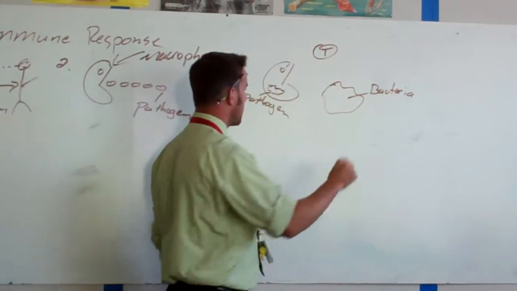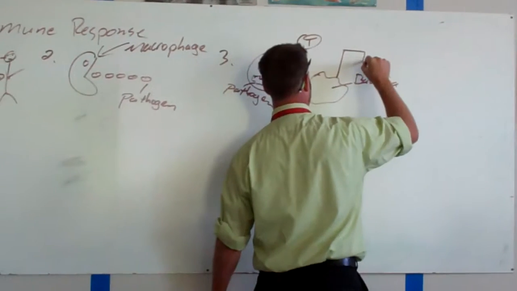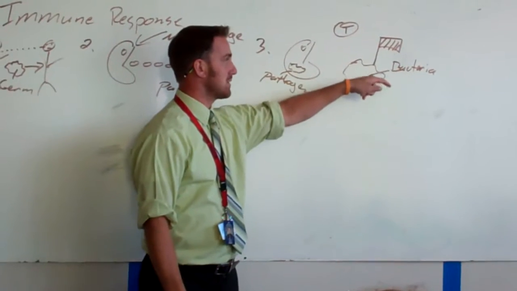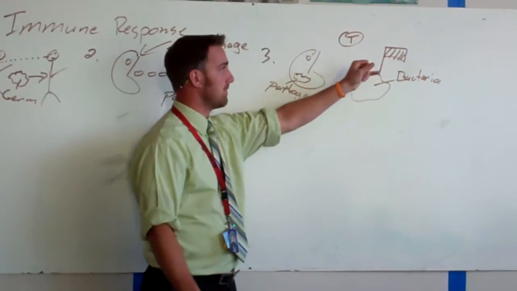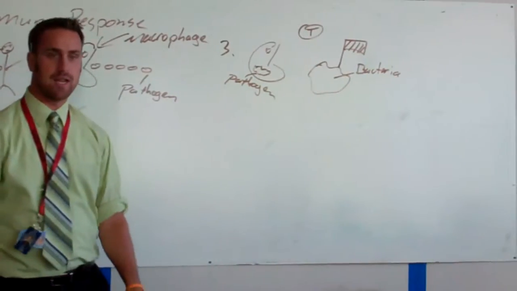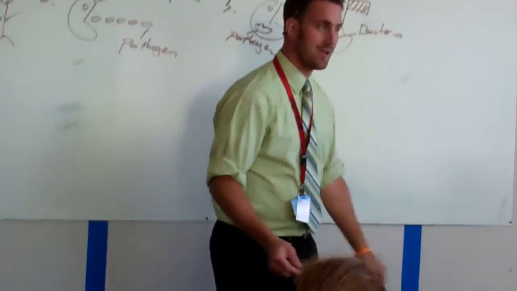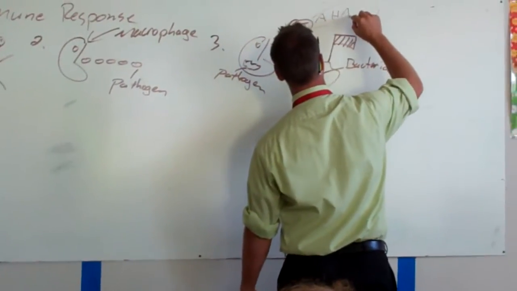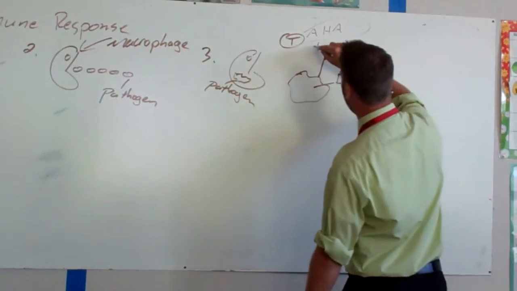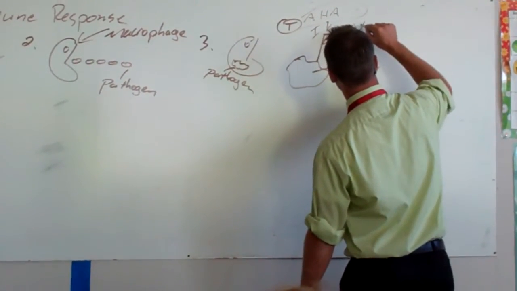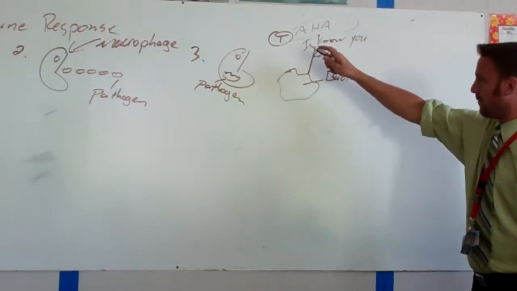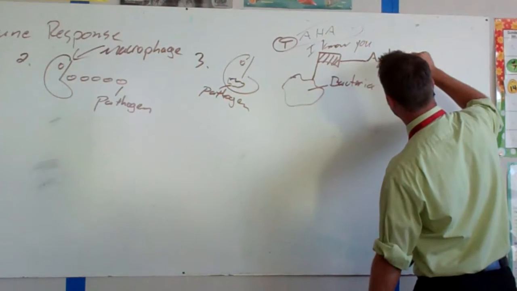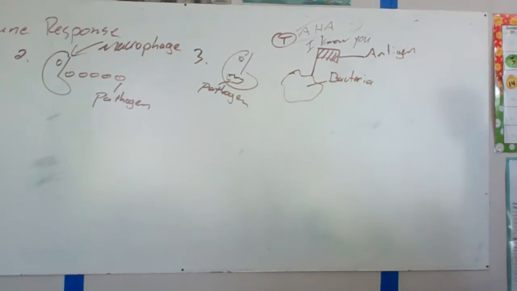All pathogens have an antigen. Here's the antigen. Looks like a flag, right? That's how we know which pathogen it is, because they each have their own flag. So if a T cell recognizes the antigen, it's like if I'm walking down the street and I see someone and I recognize them, I might say, aha! I know you. So this T cell has now recognized the antigen that's present on the pathogen.